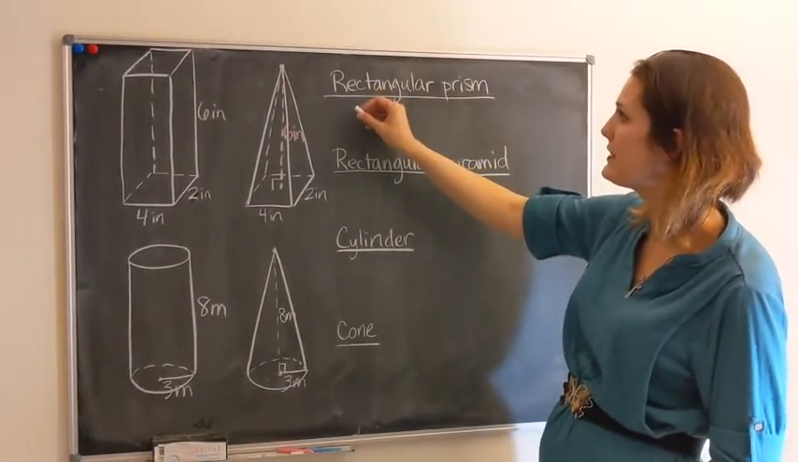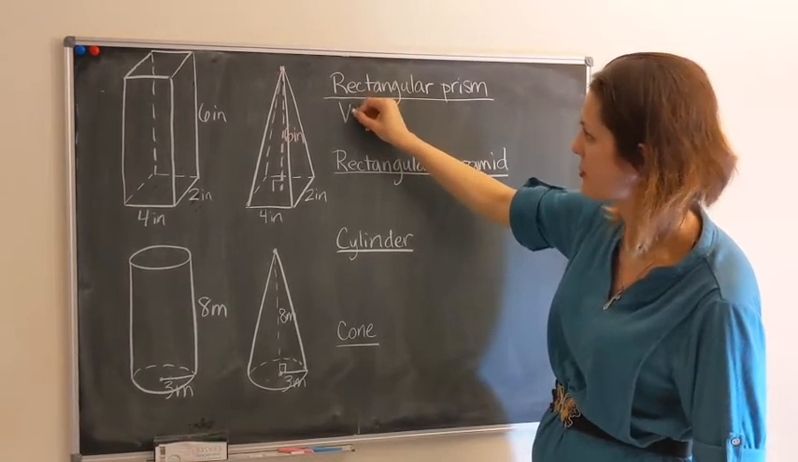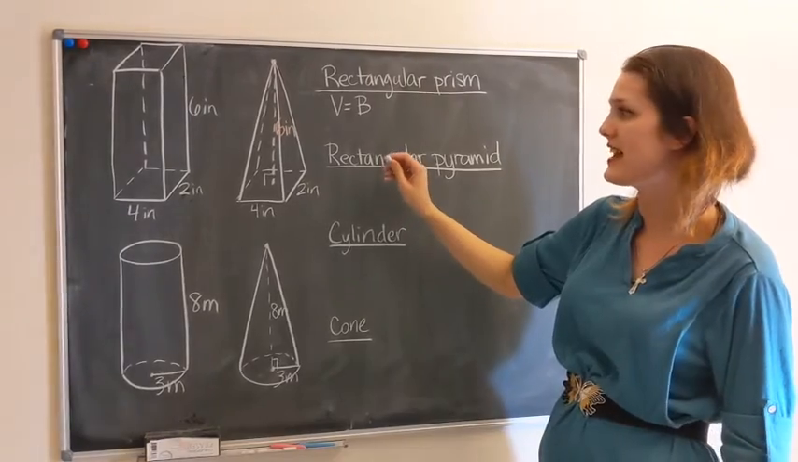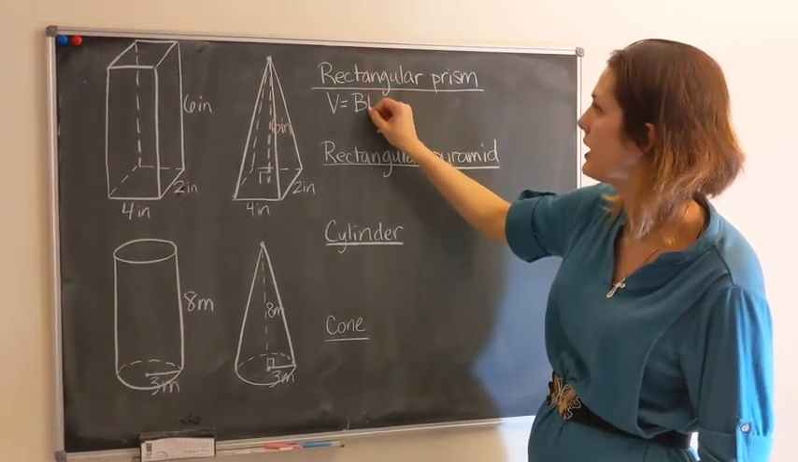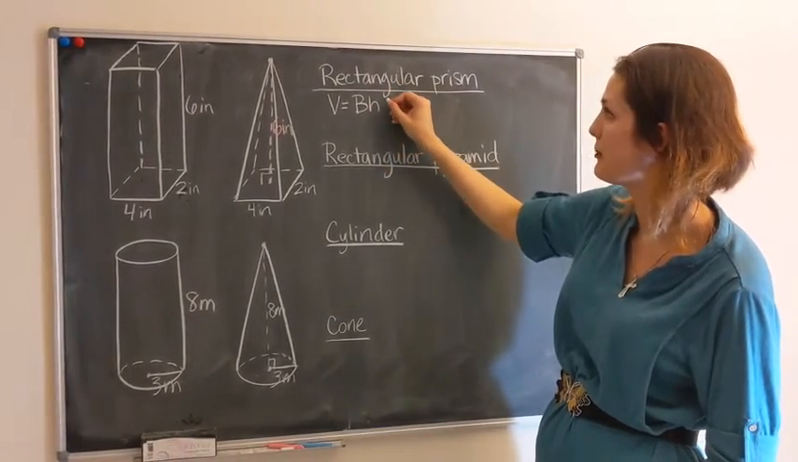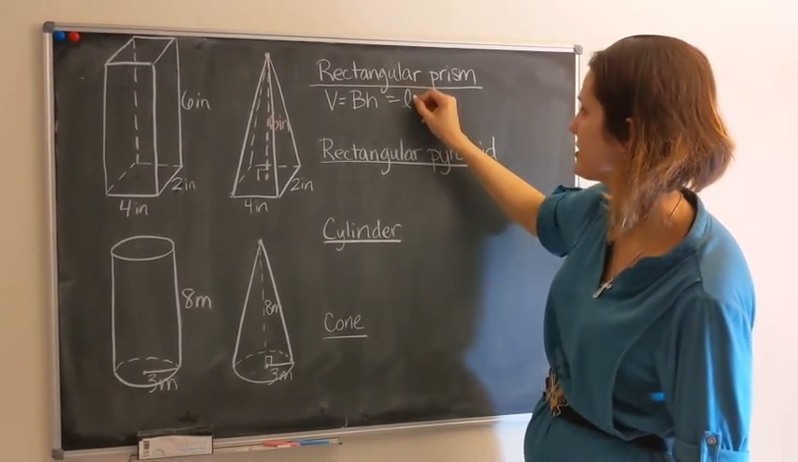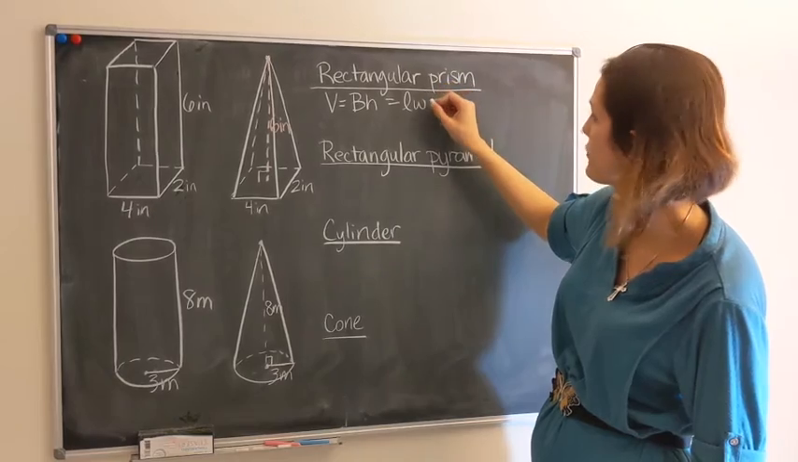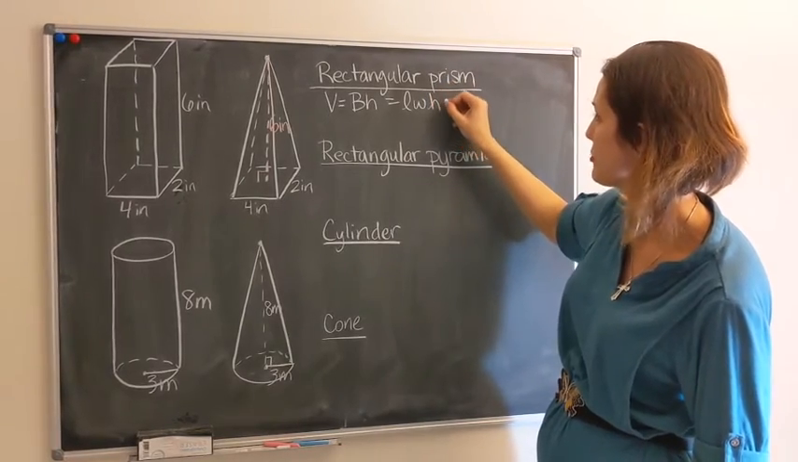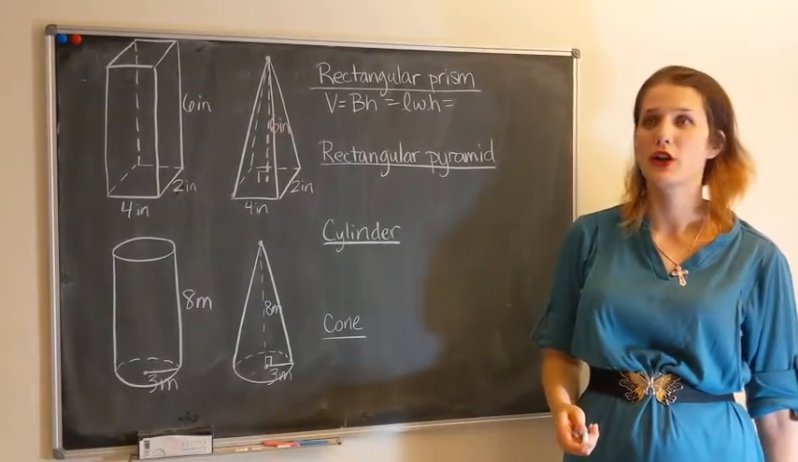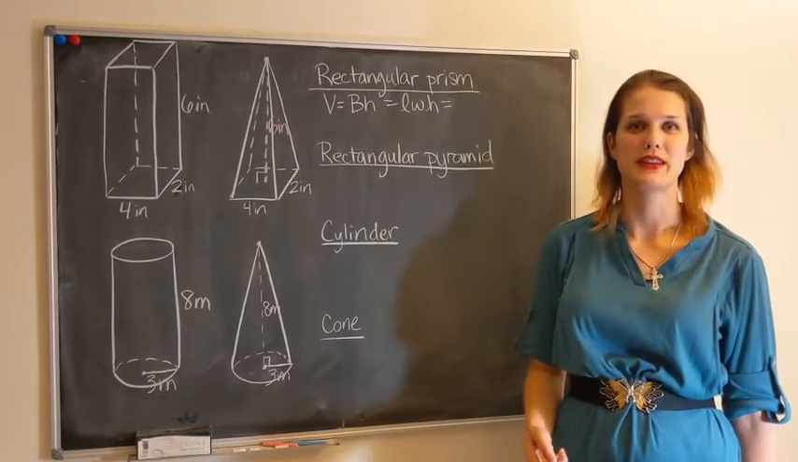So for a rectangular prism, for any prism, remember that the volume can be found by taking the area of the base and multiplying it by the height of the prism. And for a rectangular prism in particular, this is going to be the length times the width of the base times the height of the prism. So take a moment now, find the volume of this particular rectangular prism.